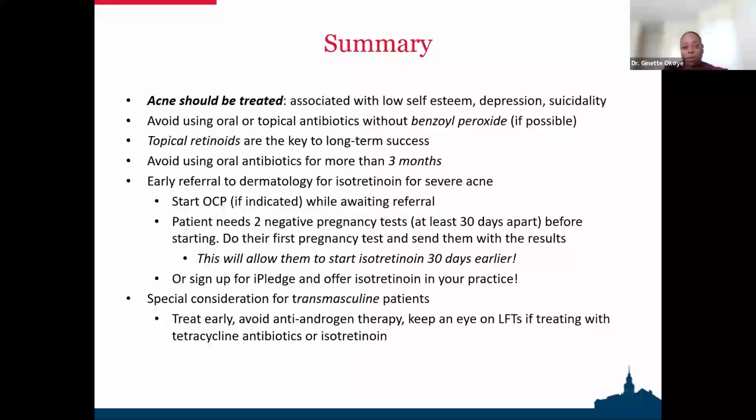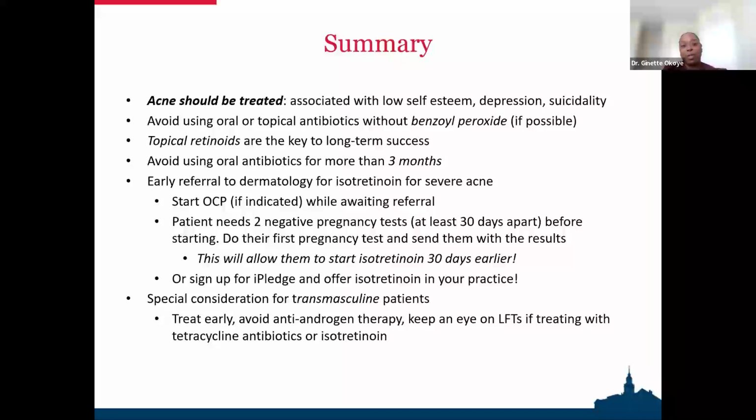I would try not to use oral antibiotics for more than 3 months. If they need it for more than 3 months, you need to escalate therapy and either do some hormonal treatment or do isotretinoin or refer them out to get that done. I would try to refer early if you have that opportunity to dermatology for isotretinoin.